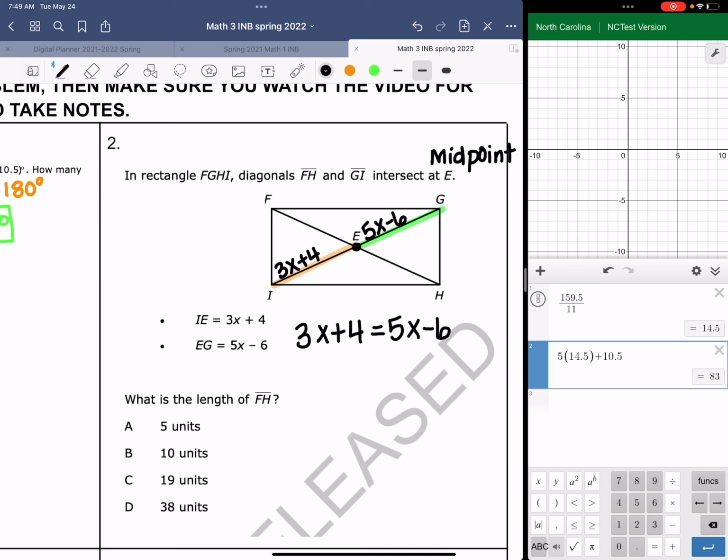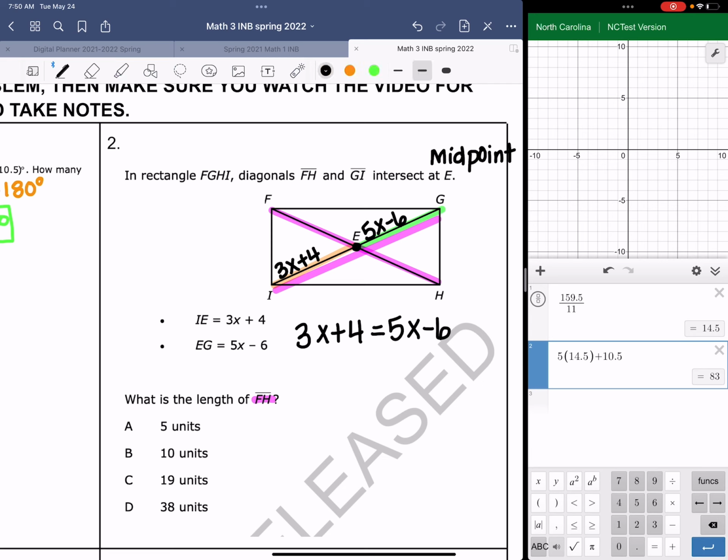Now, this problem is asking me to find the length of FH. Well, let's change that color. So FH. So if I can find the length, or find x, and then I plug x in for one of those, then we know that they're the same. If I can find the length of x, and I can find the length of the other two, then this is also going to be the same. Okay?